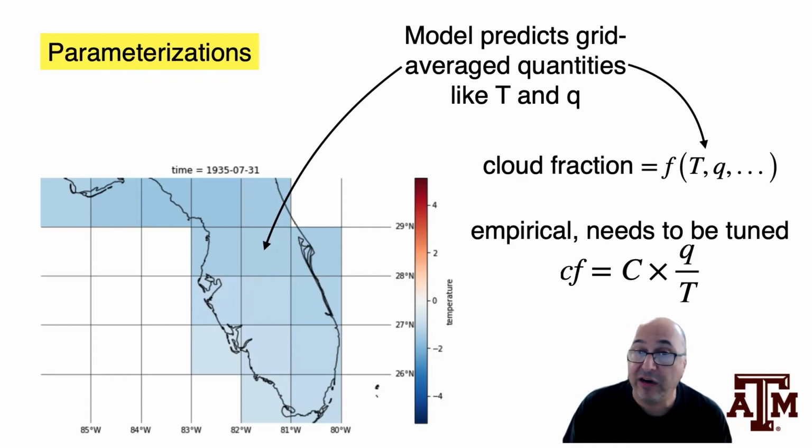So I've written here that the cloud fraction is some constant C times water vapor over temperature. I just made that up. But the key thing is the constant C needs to be tuned. You do that iteratively by running the model, and you change it until the model kind of looks like the real atmosphere. You get about the right cloud cover.